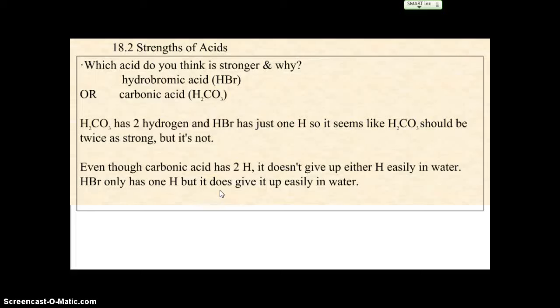Hi, welcome to the screencast for 18.2. In 18.2, we start looking at the strengths of acids and bases.